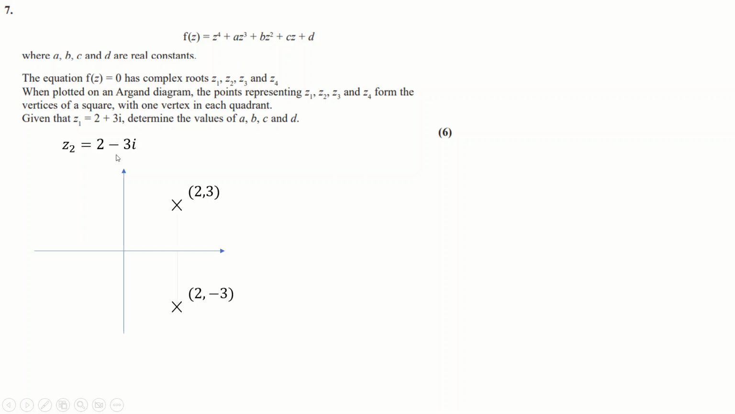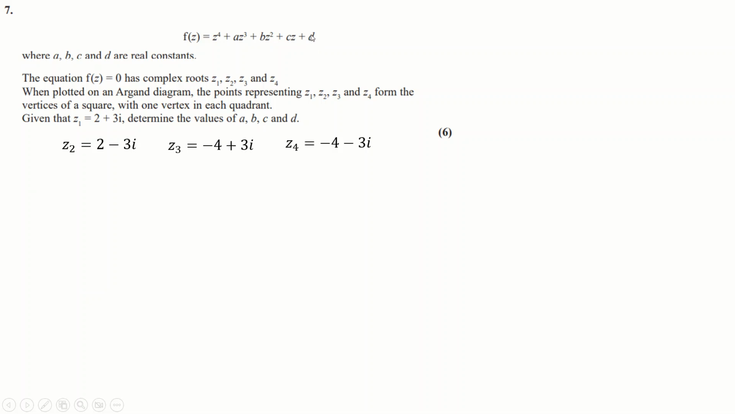There's clearly a distance of 6 between them, which means if it's a square, then we can just draw a distance of 6 across like this, and say that point is clearly minus 4, minus 3i. So that's another root, minus 4, minus 3i. And then, of course, up here at 4, minus 3i. Minus 4 plus 3i. And those are our 4 roots.